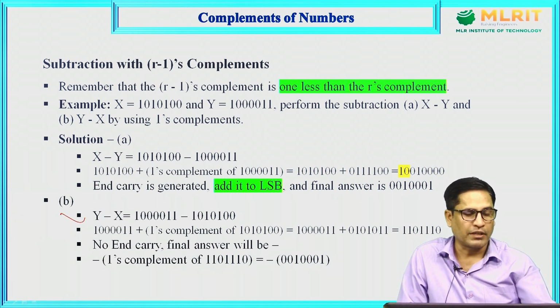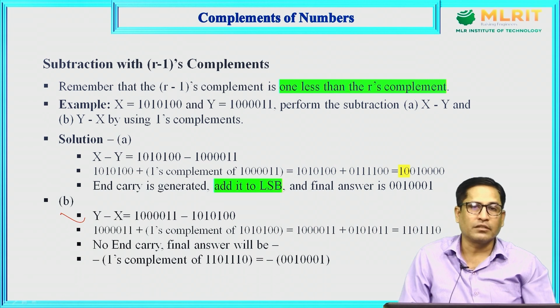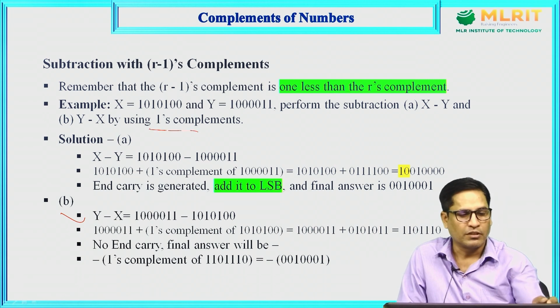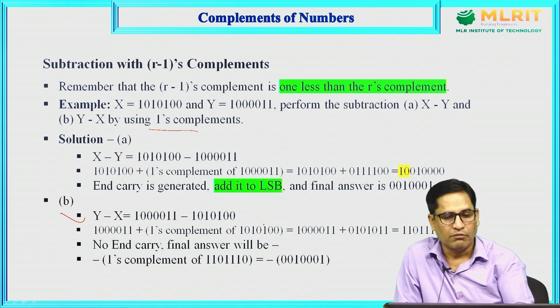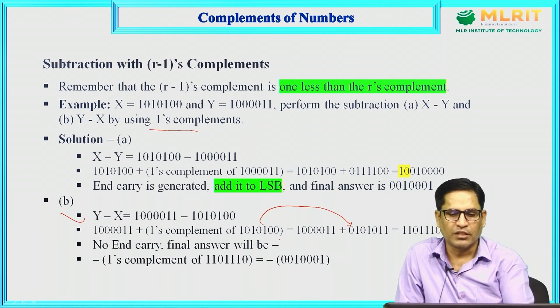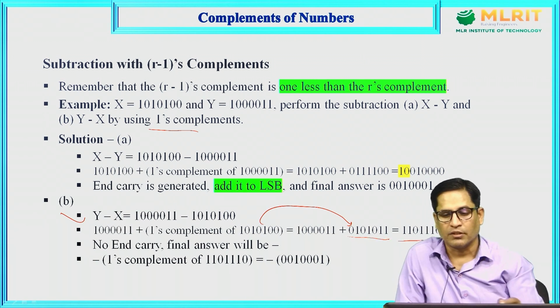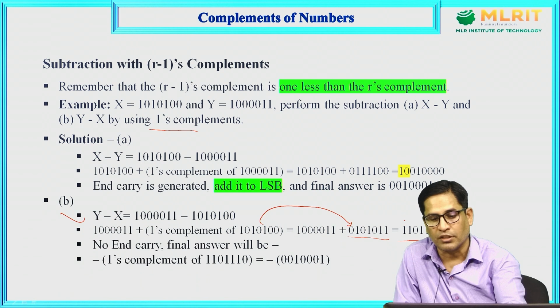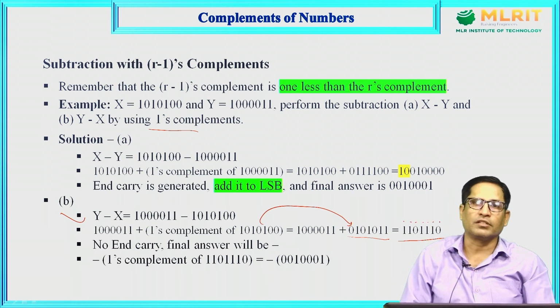Now the second part of the question is Y minus X, again using 1's complement. This time I am going to take the 1's complement of this number X, simply changing 0 to 1 and 1 to 0, and we got this number. Please note that here no end carry is generated. 1, 2, 3, 4, 5, 6, 7. 7 digits are there.